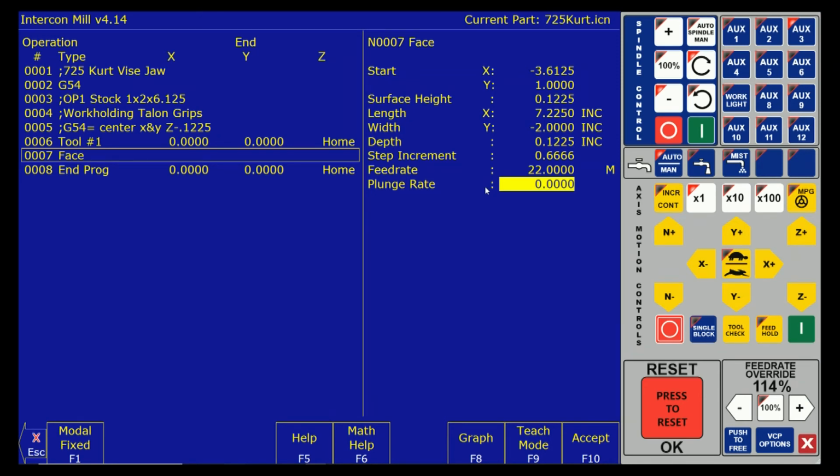Intercon has a default feed plane of 100 thou above your stock. That's why it asked me where surface height is. I'm going to be in a G00 until my cutter gets to 100 thou above my stock. At that point, it's going to change over to feed, and it needs to know a feed rate at that point. Okay? And here is another rule of thumb for me.